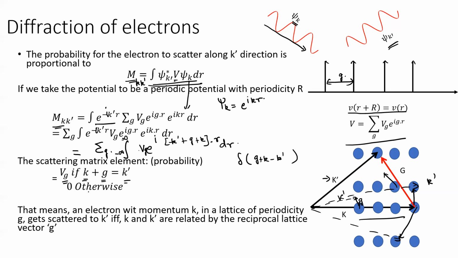This is what our perturbation theory of a periodic potential tells us. From the perturbation theory, we came to the solution. We came to this idea that the scattering matrix element has to do with the overlap integral, right? We take the overlap integral and then substitute the potential to be a periodic potential. What comes out is that the scattered wave vector should be a summation of the incident wave vector plus the reciprocal lattice vector. This is the only way in which the scattering matrix element will have a non-zero value.